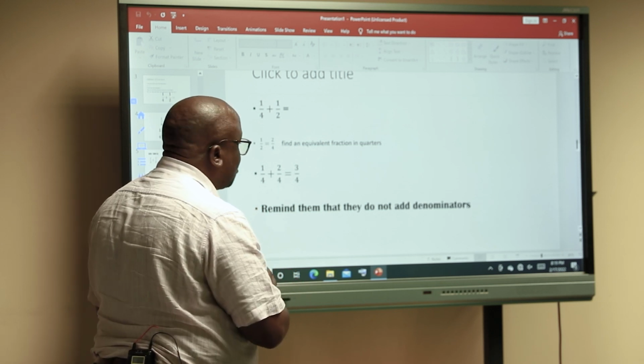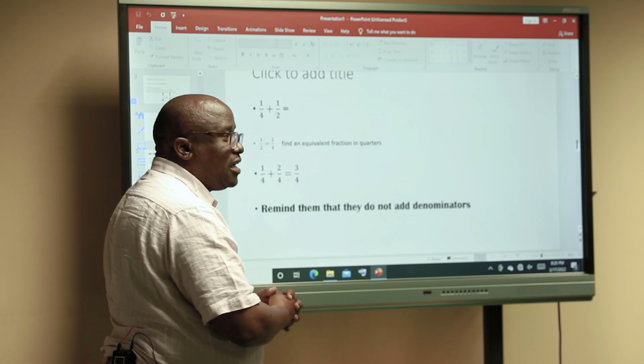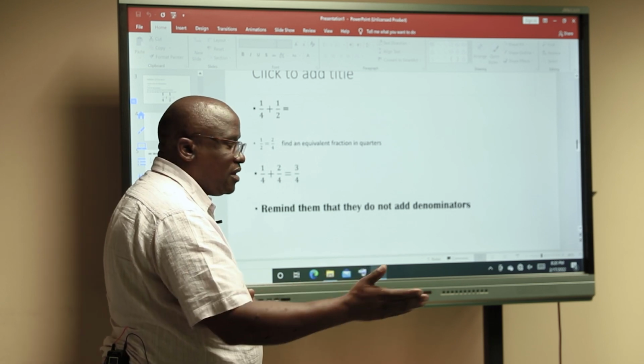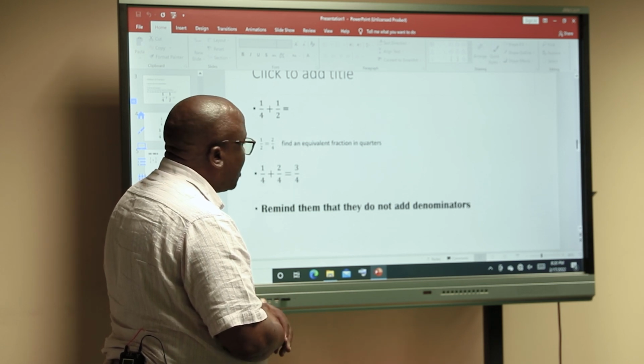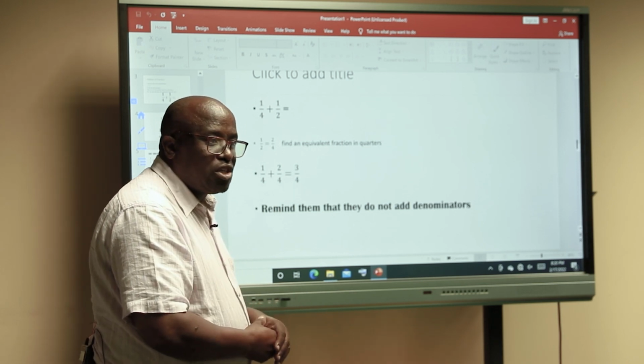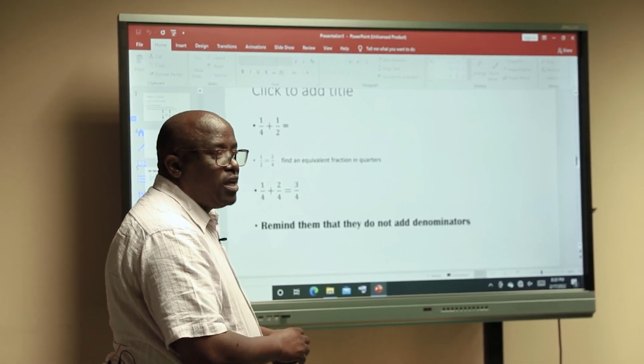I hope this helps you. There are many activities also that you can find in the learner's book and also in the workbook. This should be able to help our learners to understand the addition of fractions and introduce them to the complex fractions that they will do in grade 6.